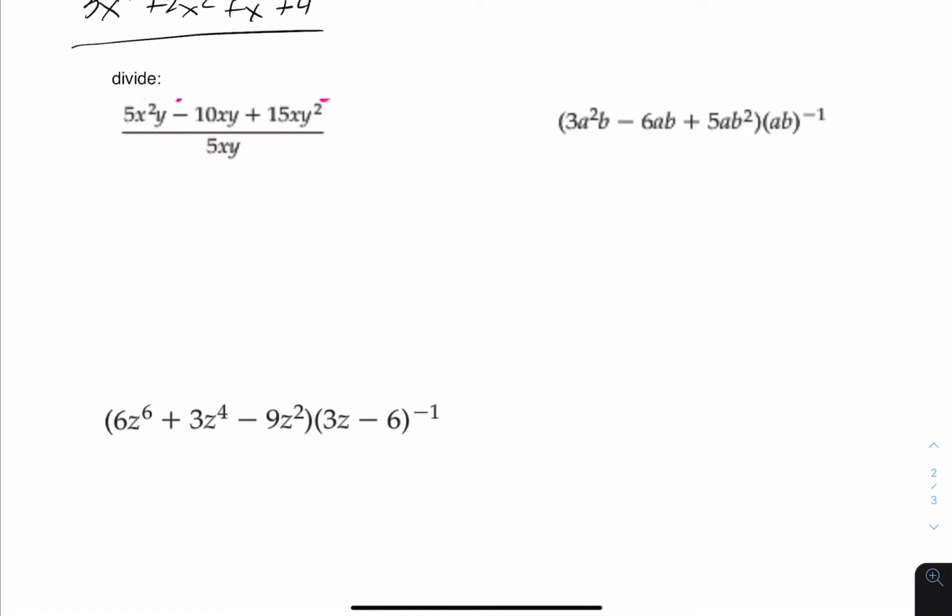So 5x squared minus 10xy. Remember, you're dividing by a monomial, so we're just going to split it. 5x squared y over 5x. We do this in the beginning. Minus 10xy over 5xy plus 15xy squared over 5xy.